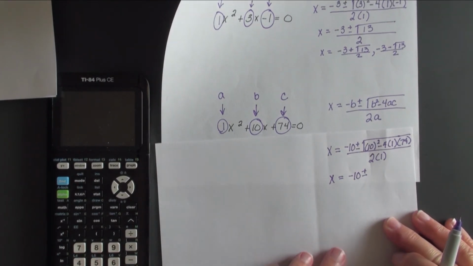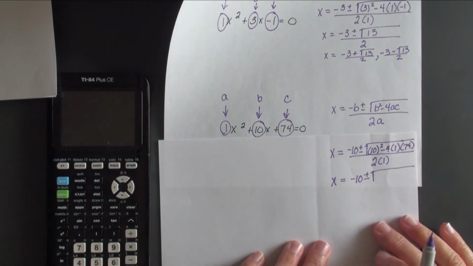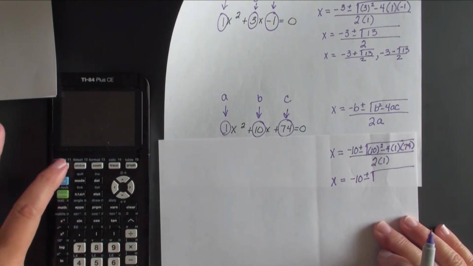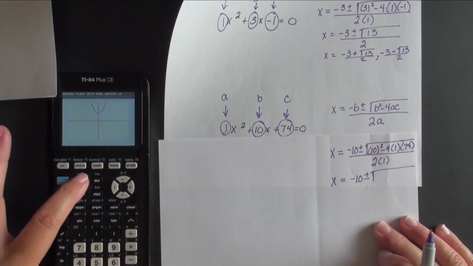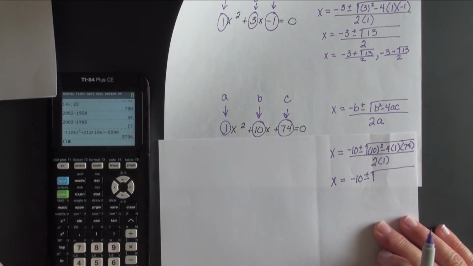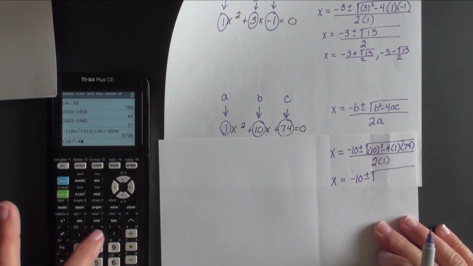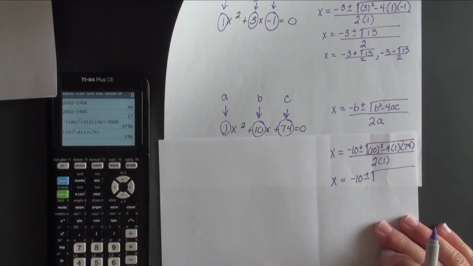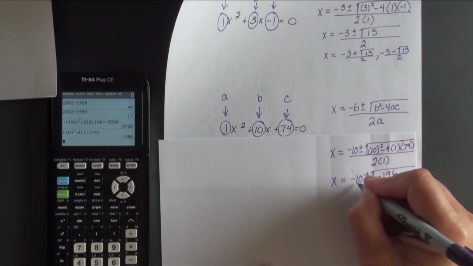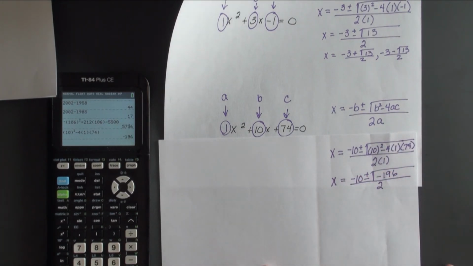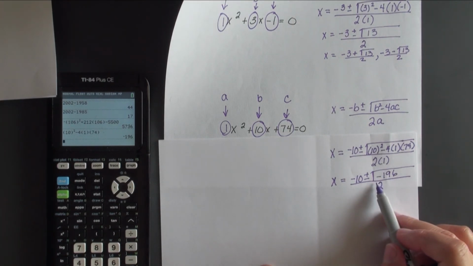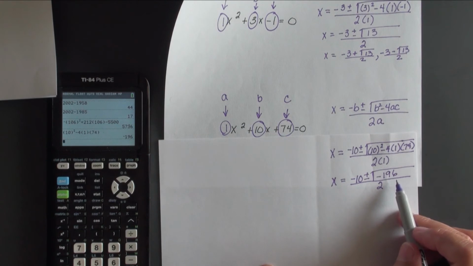Okay, so I'm going to work underneath the square root, and I'm just going to punch that into my calculator. So what I'll do is put my 10 in parentheses and square it. Minus 4 times 1, and I'm just using the parentheses just like in my handwritten portion. And I get negative 196. Now at this point we know that this is an imaginary solution because we have a negative number under the radical. That tells me if I were to graph this, I would not have any x-intercepts.